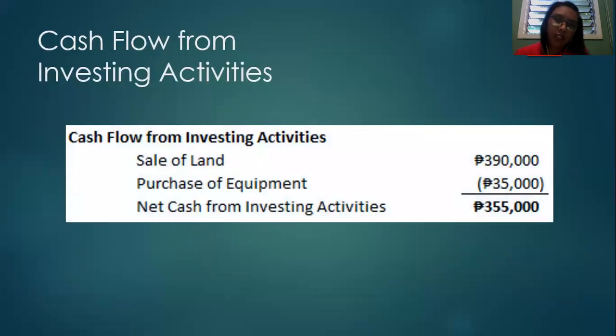We have here the part of the cash flow statement for investing activities. Sale of land. The business received money because it sold its land, about 390,000 pesos. That is an inflow. Purchase of equipment. For example, the business buys a computer to use for the operation. By buying that computer, you pay for it in cash, so that is an outflow. Net cash from investing activities, that is the total.